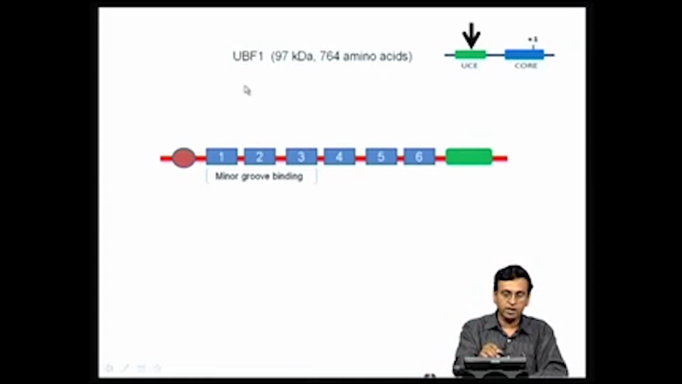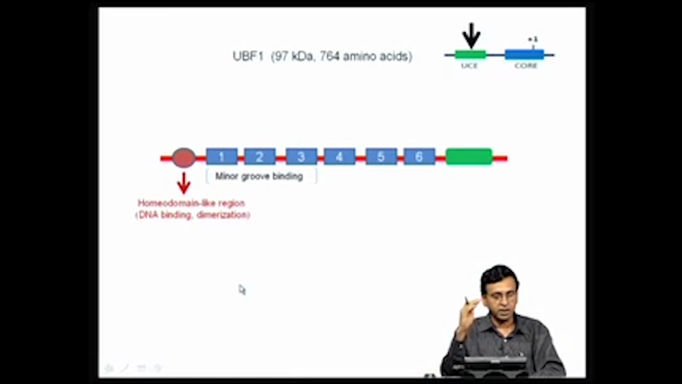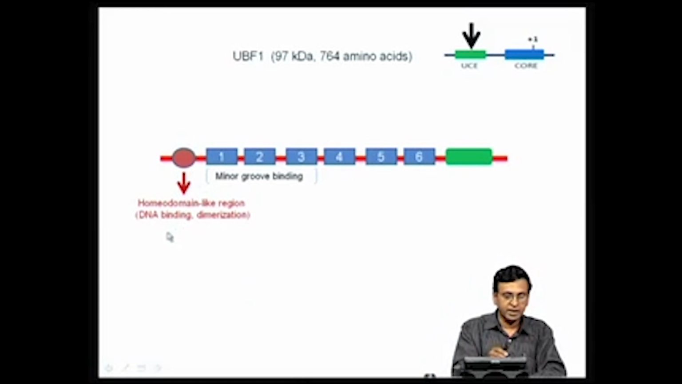The UBF1, or upstream binding factor 1, is a 97 kilodalton protein consisting of about 767 amino acids, and this is a cartoon that depicts the structure of UBF1. It basically consists of 3 important regions. It contains what is called a homeodomain-like region, which is involved in both DNA binding as well as dimerization.